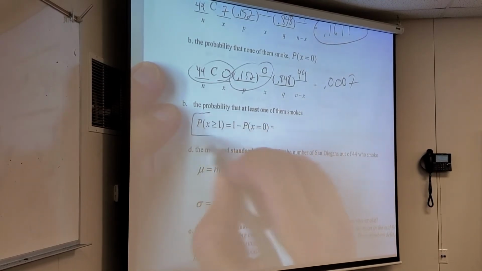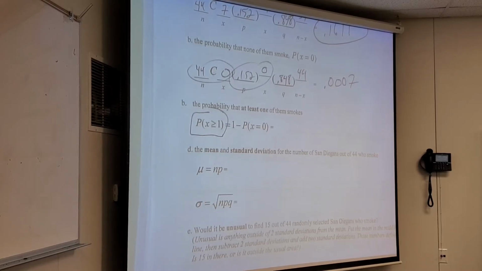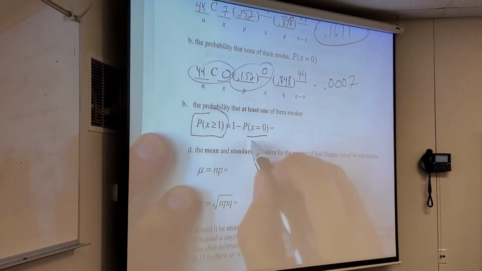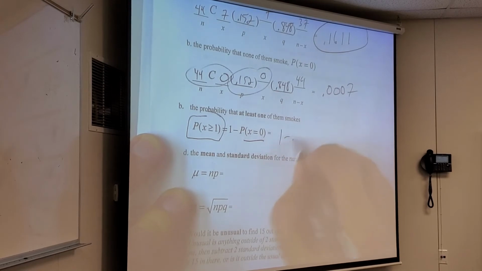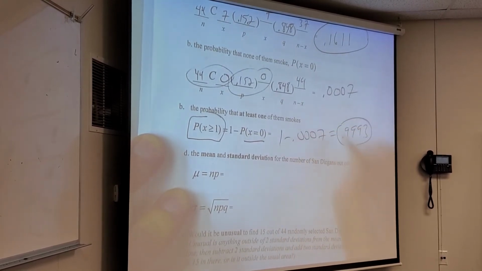If I wanted to calculate this directly, I'd have to do the formula for 1, the formula for 2, the formula for 3, all the way up to 44, and then add them all up. That would work. Don't do that. The opposite of at least 1 is none, and I already did the probability of none. So I just have to do 1 minus 0.0007. James Bond's understudy, I guess.